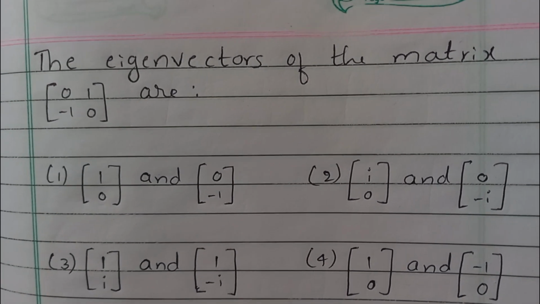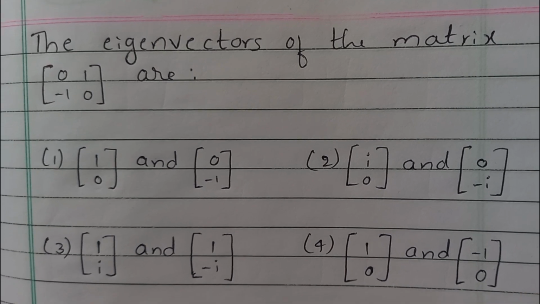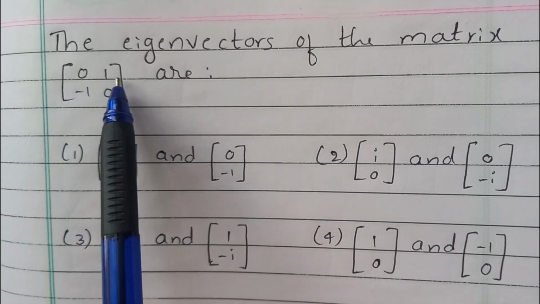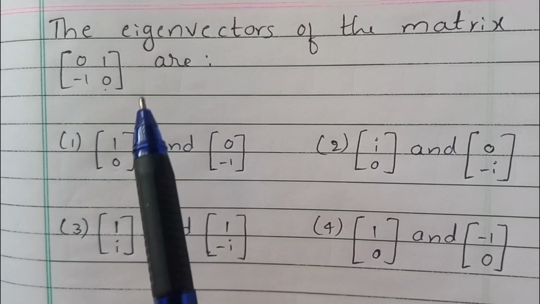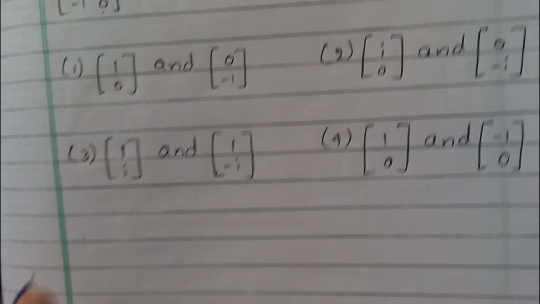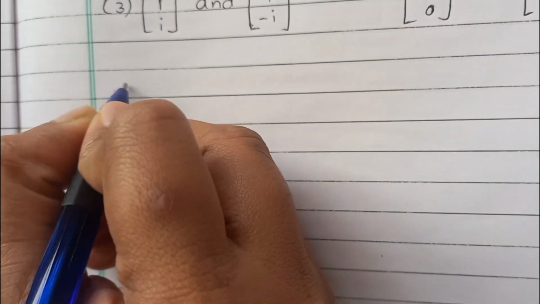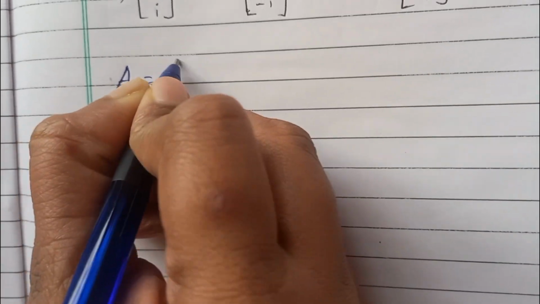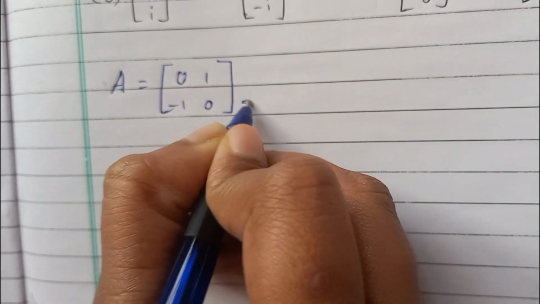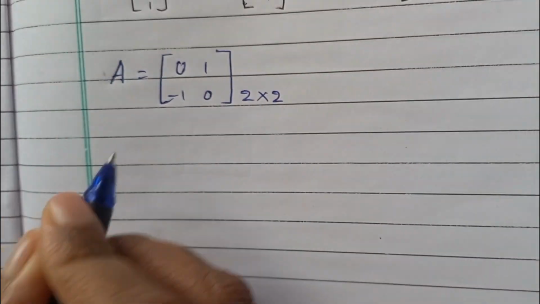Today we are discussing the KSET 2024 question paper. In that, the eigenvectors of the matrix 0, 1, minus 1, 0 are. In this problem, we have to find eigenvectors. They have given a matrix denoted by A, which is equal to 0, 1, minus 1, 0, a 2 cross 2 matrix.